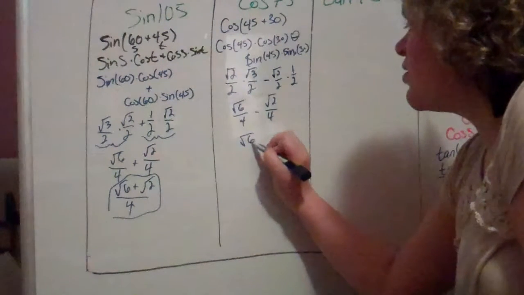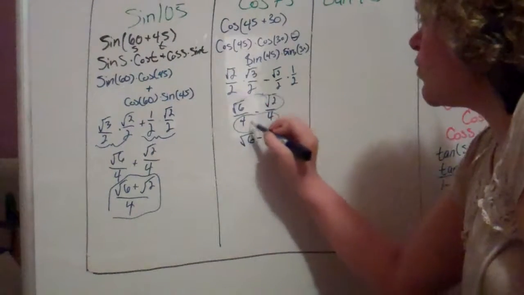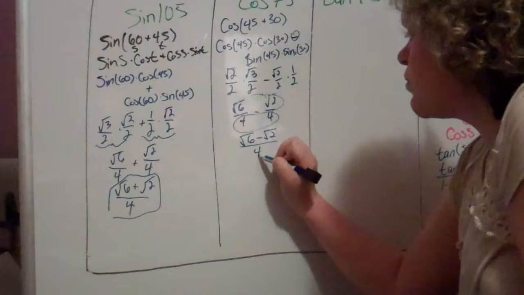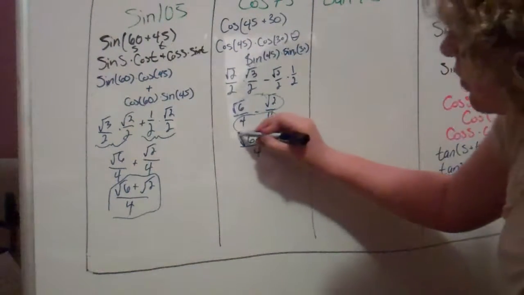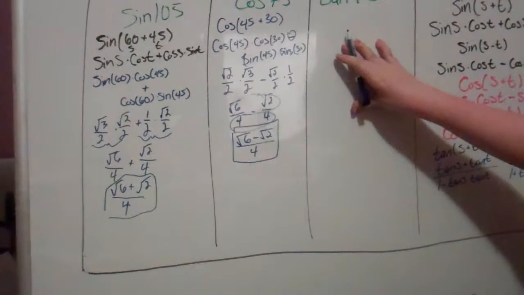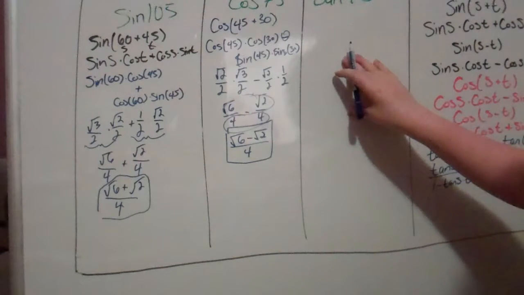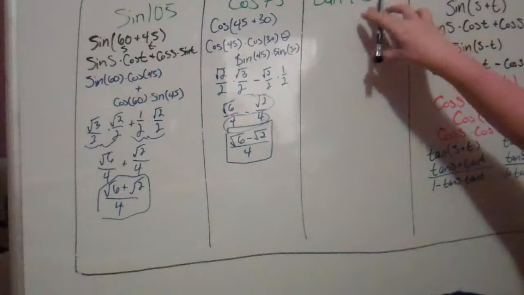Now, we'll have this based on here, and 4 underneath. Subtraction sign is kept. And then this is our final answer. We will now be moving to tangent of 75. This equation is a little longer due to us having to solve for the tangent of our degrees.